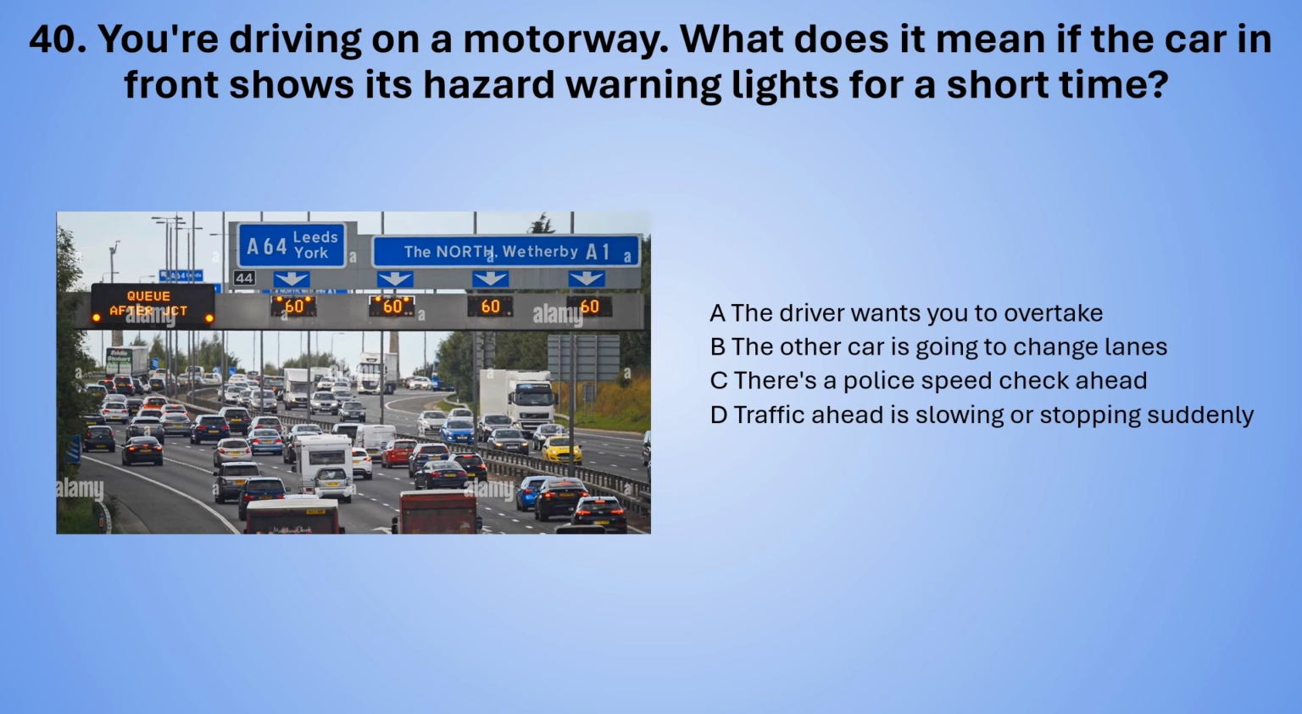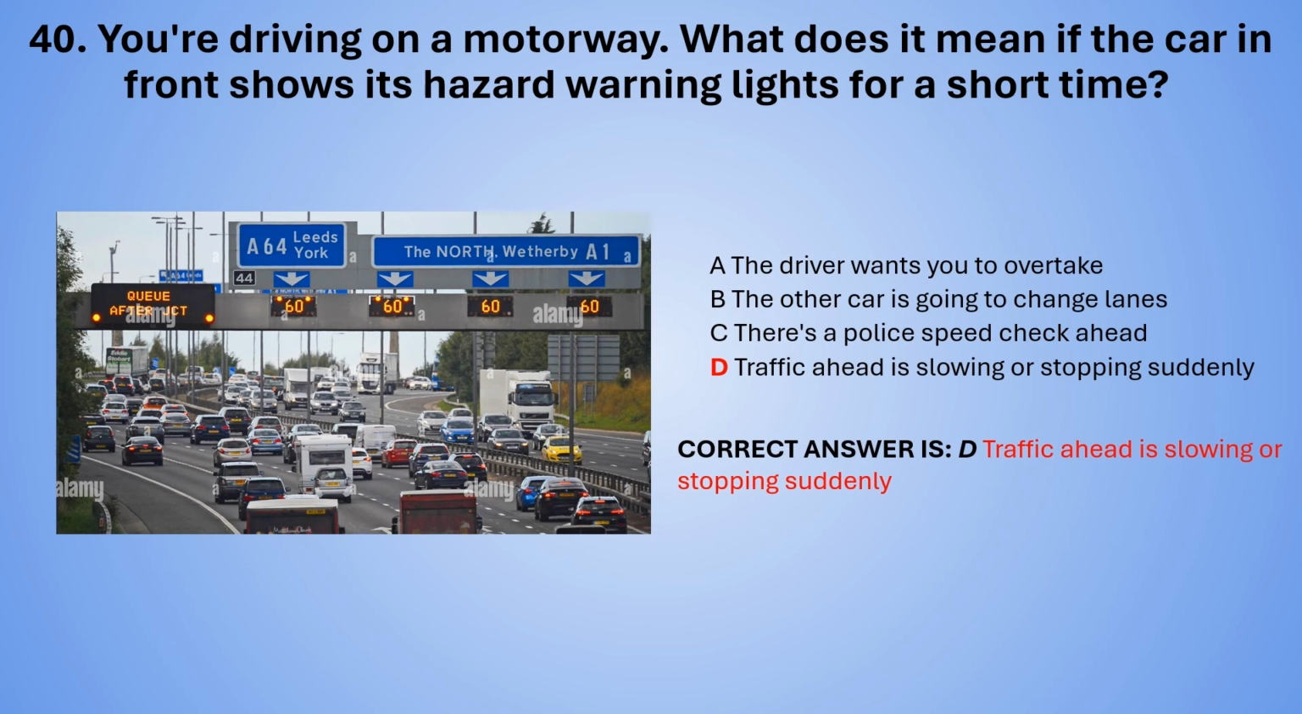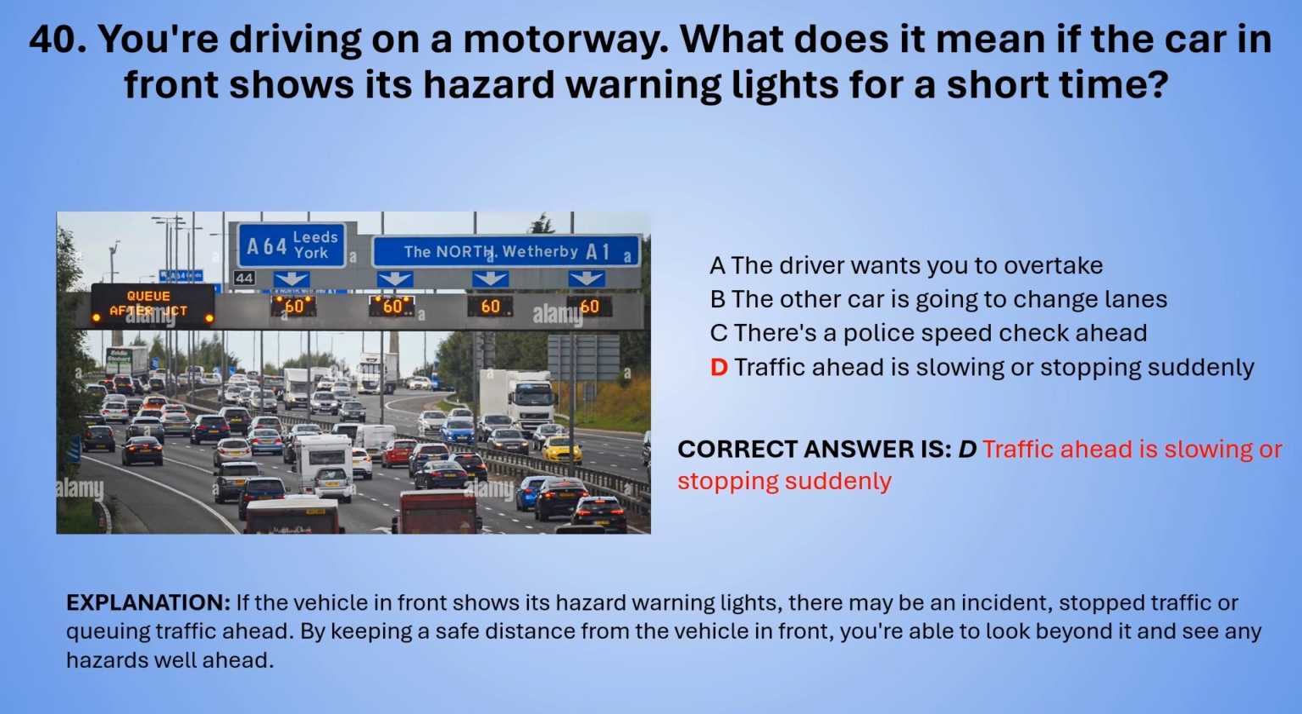Countdown, guys. 5, 4, 3, 2, 1. And the correct answer is D. Traffic ahead is slowing or stopping suddenly. If the vehicle in front shows its hazard warning lights, there may be an incident, stopped traffic, or queuing traffic ahead. By keeping a safe distance from the vehicle in front of you, you will be able to look beyond it and see any hazards well ahead.